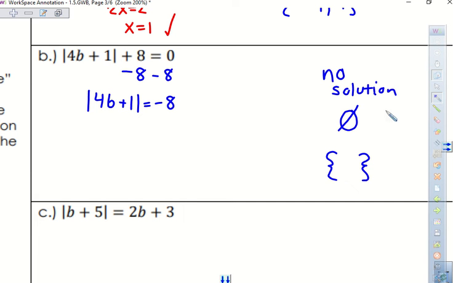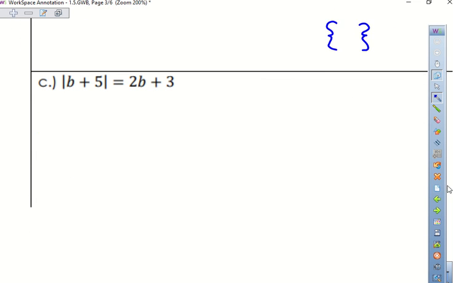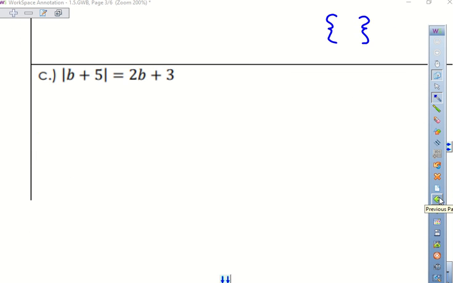I would try to be familiar with all three because on the SAT, they can throw anything at you. All right, so the next one: the absolute value bar is as isolated as possible, as you can see, but we can't visually identify if it's equal to a negative or positive because there's a variable involved. So we're ready to proceed to the next step.